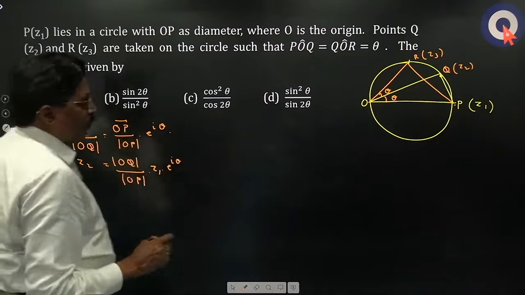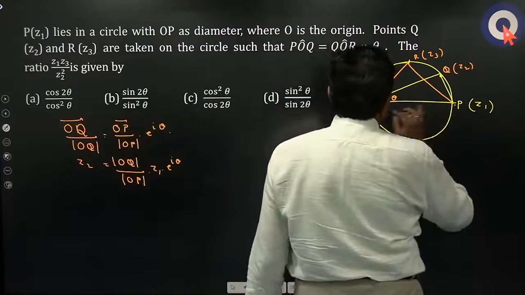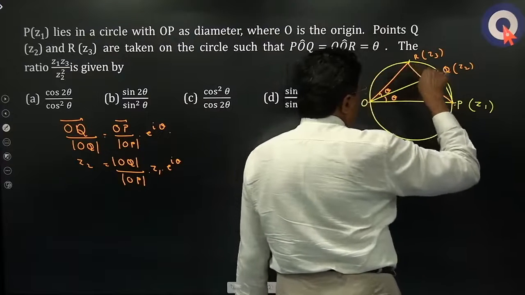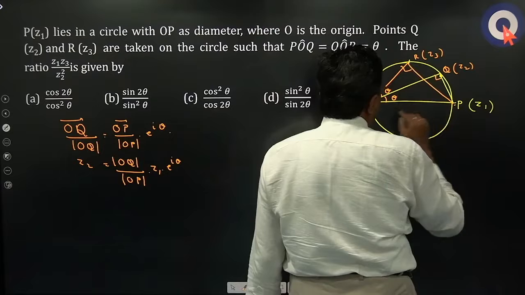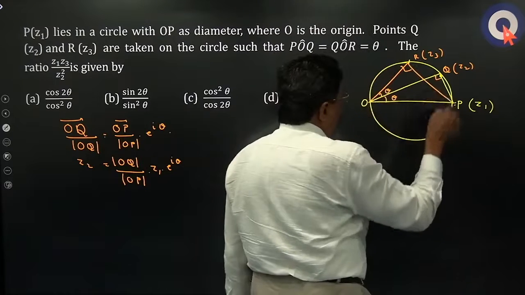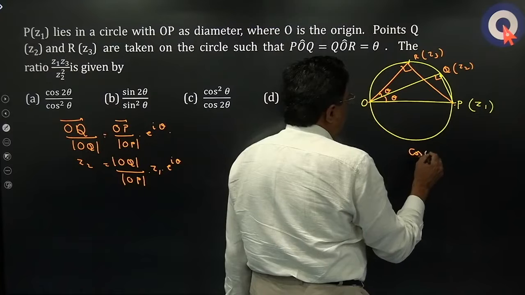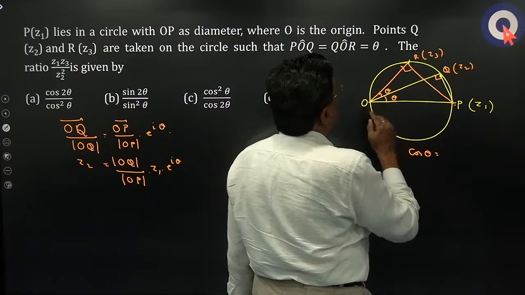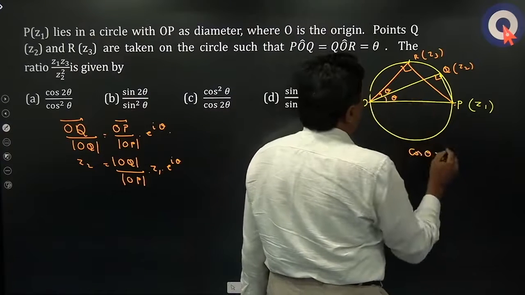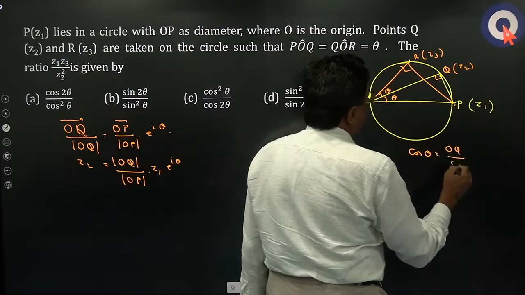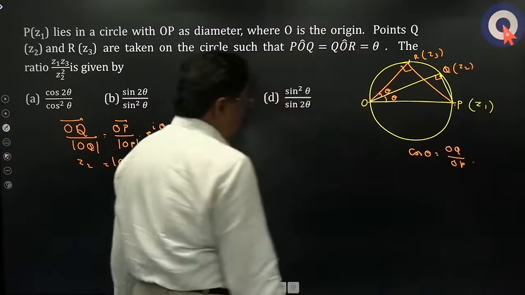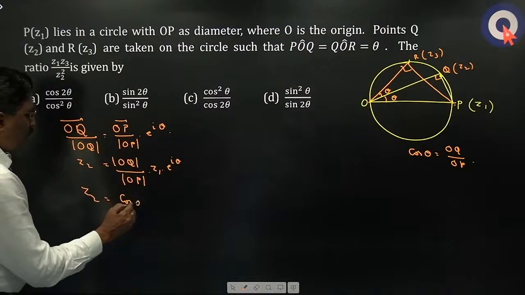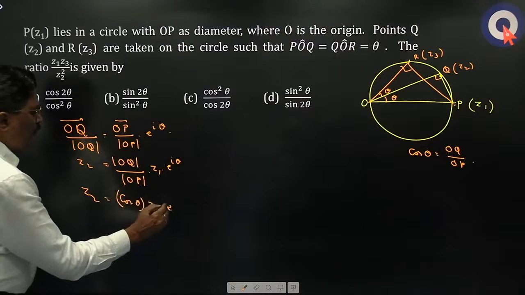Here we have one more point. OP is the diameter, therefore this angle, angle in a semicircle, is a right angle. So this angle is 90 degrees, this angle is 90 degrees. So in the triangle OQP, we have cos theta is equal to OQ by OP, right? So OQ by OP is basically cos theta. So we can write Z2 is equal to cos theta into Z1 into e power i theta.